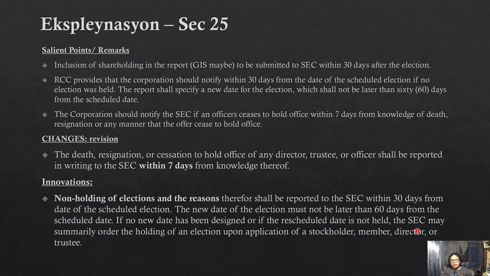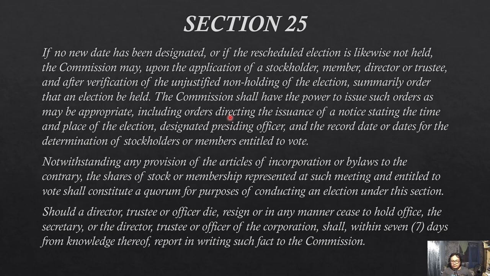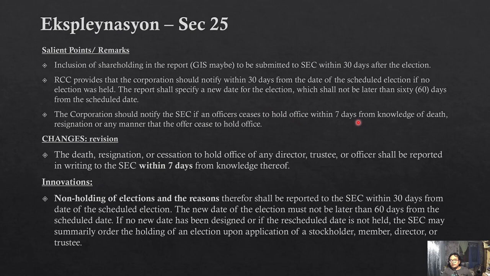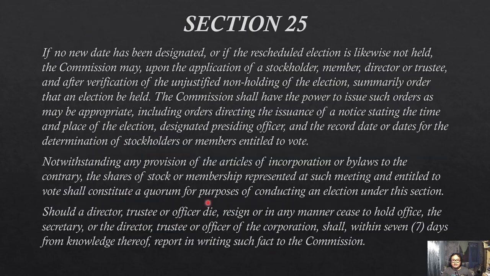So that's it, Section 25 is simple. These are just the salient remarks, changes, and revisions: the inclusion of shareholdings in the report submitted to the SEC within 30 days; the corporation should notify within 30 days from the date of the scheduled election if there was no election; then specify in the same report a new date for the election, provided it is not later than 60 days from the scheduled election; and notify the SEC when an officer, director, or trustee ceases to hold office within 7 days from knowledge of death, resignation, or any other manner. Okay, so that's Section 25.